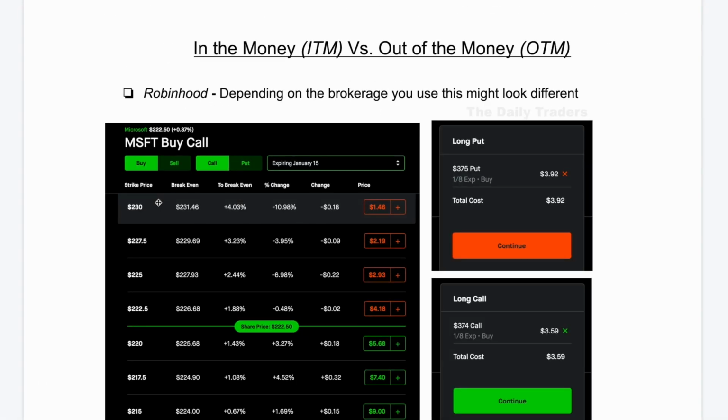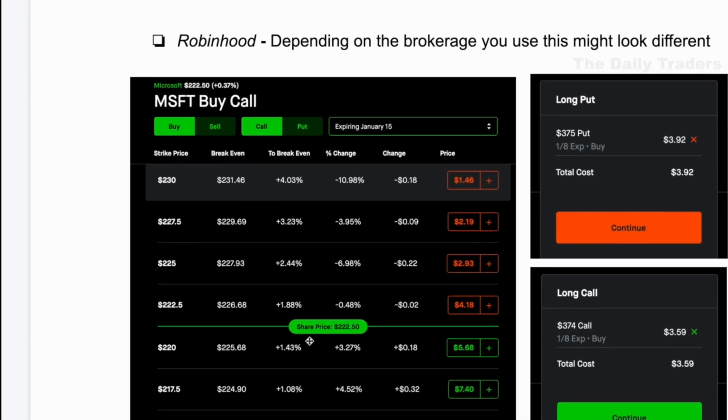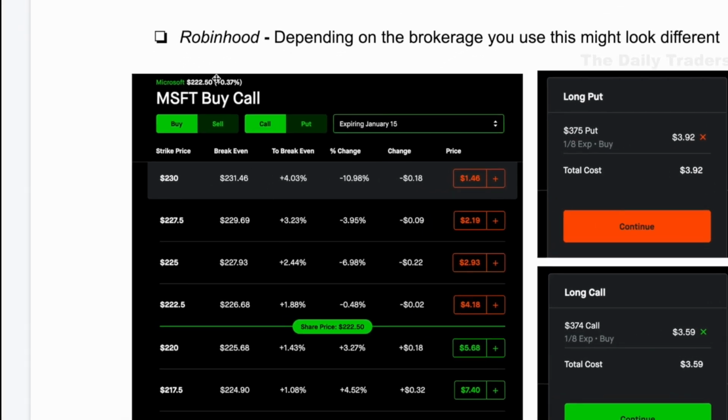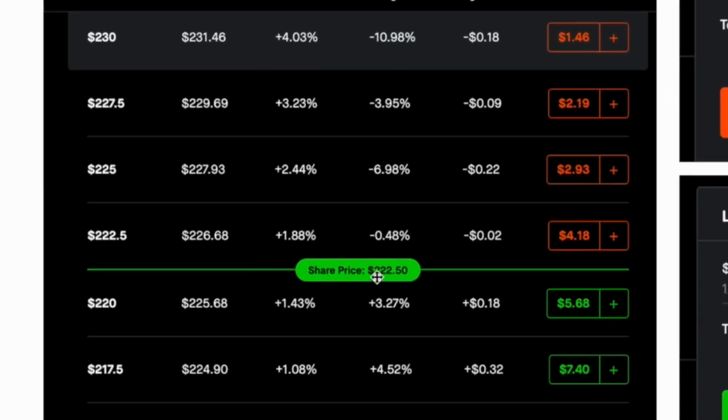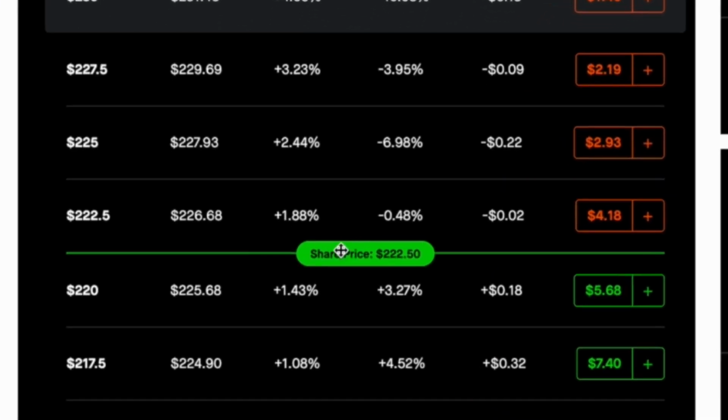But there's a couple more things you're gonna need to know before you make your first options trade. And that is in the money, ITM, versus out of the money, OTM. I'll show you what in the money and out of the money looks like on Robinhood's platform and TD Ameritrade's platform. I'm using Microsoft as an example. As you can see, the current price is $222.50. That is this share price right here. Now, this is a call.